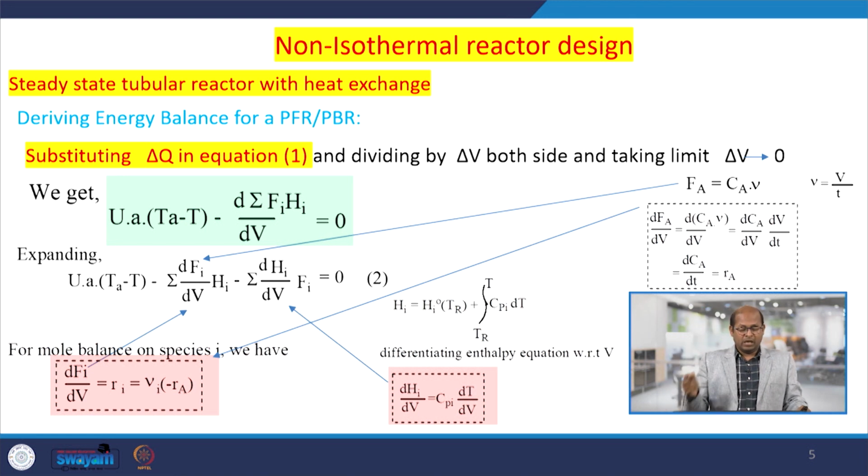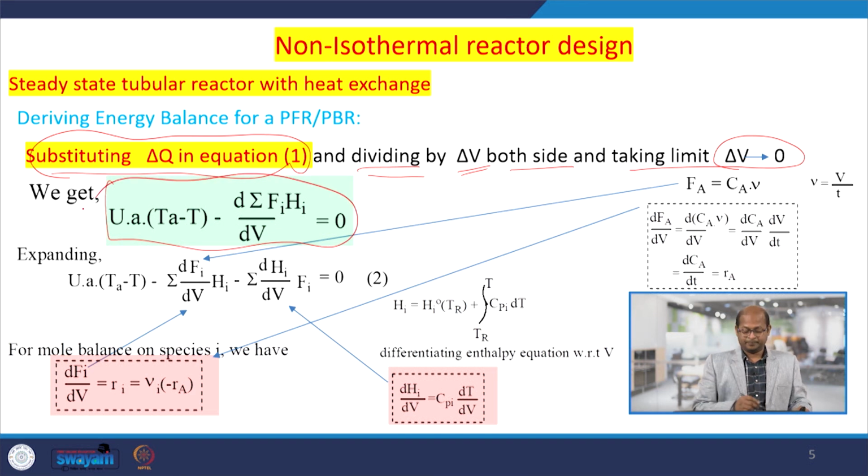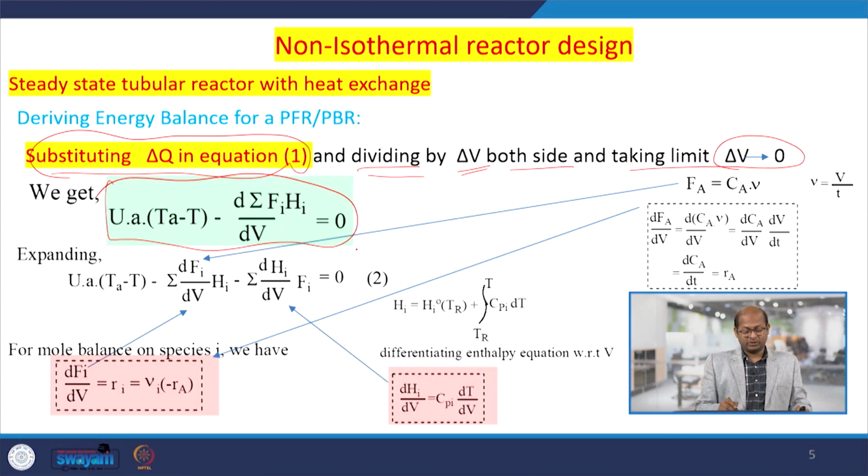Now in that equation we are substituting delta Q in equation 1 and then dividing both sides by delta V and taking the limit delta V tends to 0. So, then the equation would be like this. We substitute this part here, divide both the left hand and right hand sides by delta V, and then taking the limit delta V tends to 0, we get this type of differential equation.